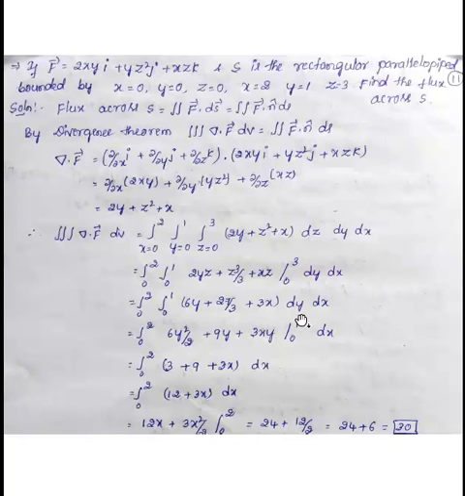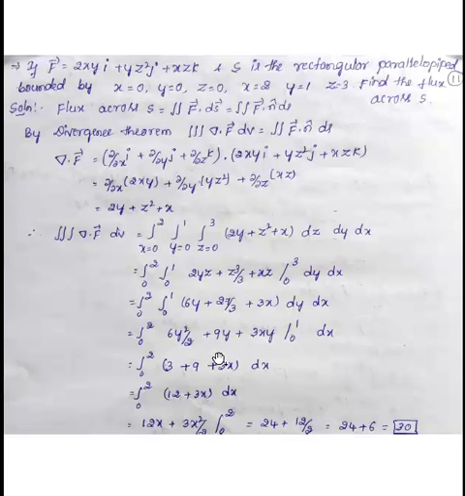The next derivative is dy, so integrating with respect to y: 6y integration is y² by 2, plus 27 by 3 is a constant, and a constant with respect to y gives y, plus 3x is a constant, and a constant with respect to y gives y, between the limits 0 to 1.